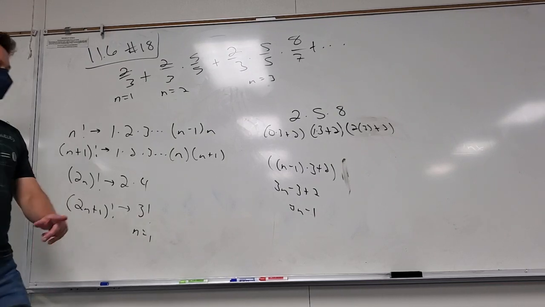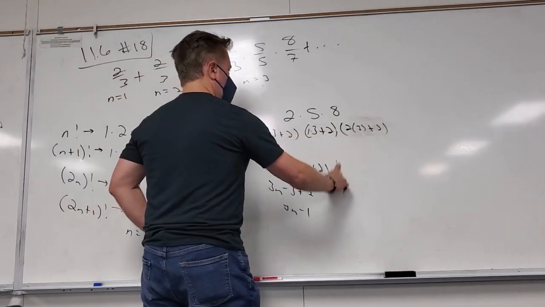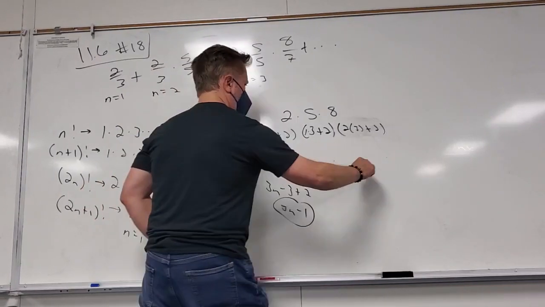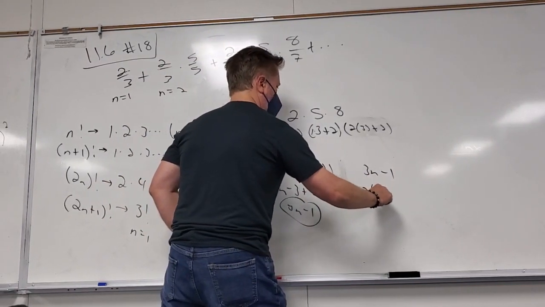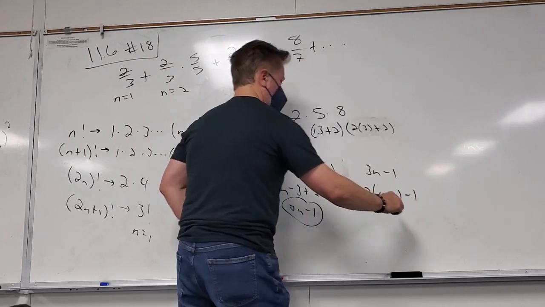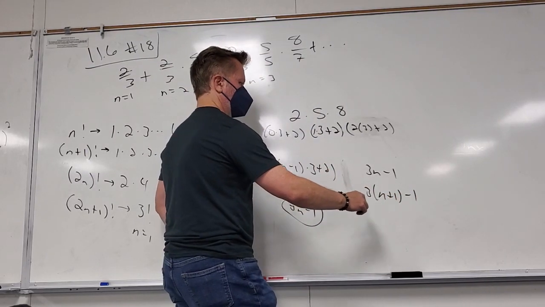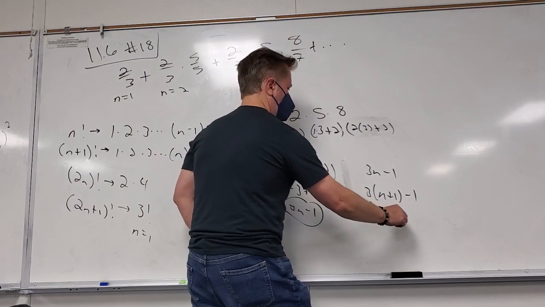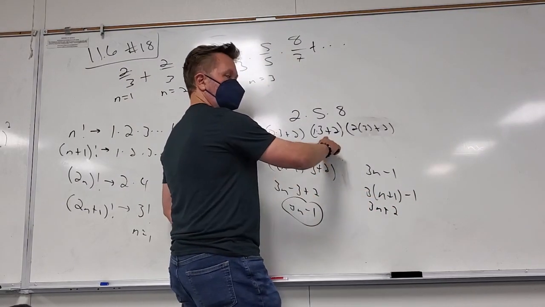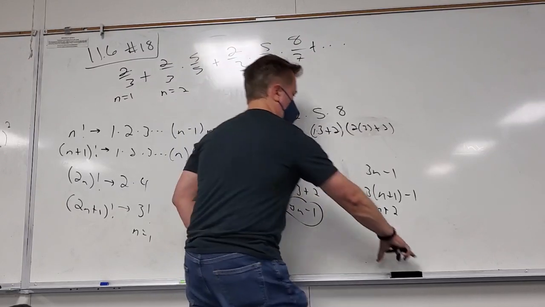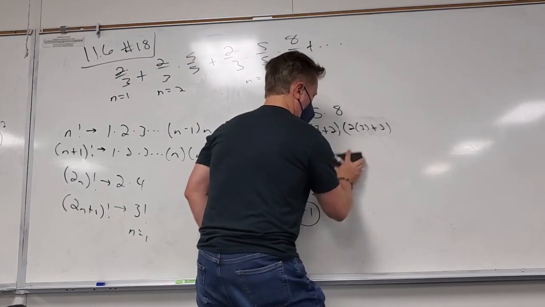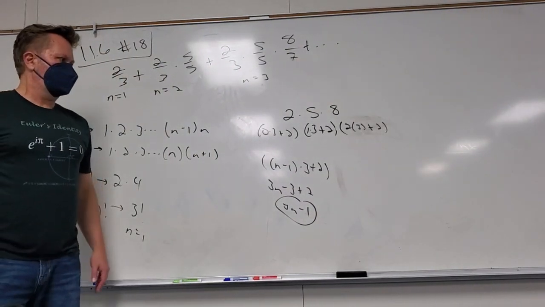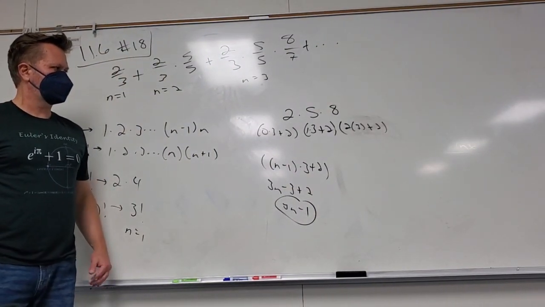Right? Now let me ask you this. What if I took this expression, 3n minus 1, and I put an n plus 1 in? What does that become? 3n plus 2, right? Which kind of looks like that a little bit. Okay. So I'm just playing around here. I don't want to give you the answer, but I want to show you what to play around with.